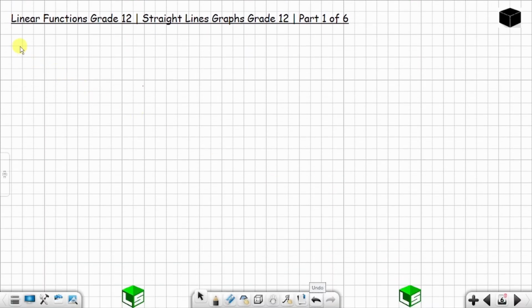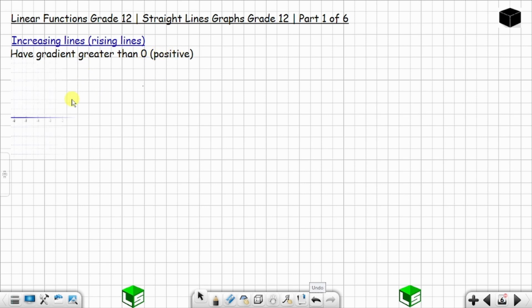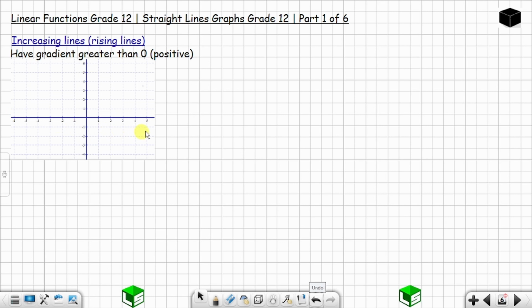Now we look at the types of lines, right? We have increasing lines or rising lines. You have to understand that increasing lines or rising lines have gradient greater than 0. That is positive. Let's say you are given a Cartesian plane. You have your x-axis and you have your y-axis, and you have this line which is rising. You can see the line is rising or the line is increasing. You have to know that the gradient of these lines is greater than 0 or positive.